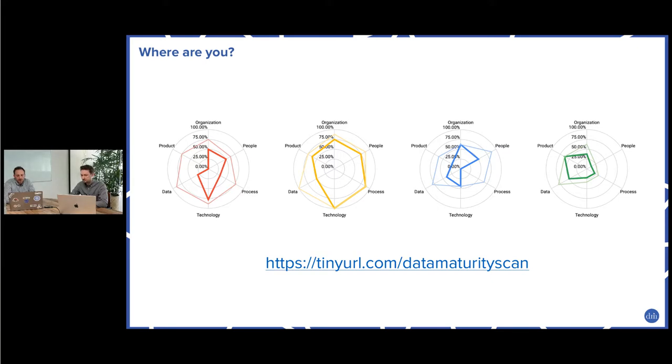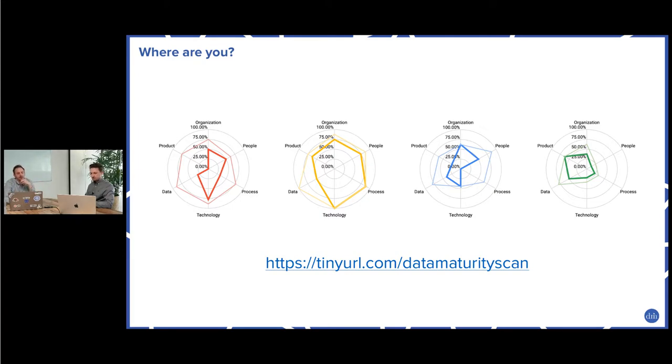So here are 4 examples of companies who completed the survey. You see the thick line is where they are today, and the thinner line is where they hope to be. Not everybody hopes to be at 100% on everything, because it's just not realistic. If you take the first company as an example, that's a company heavily invested in technology. But in terms of the product, they haven't shipped a lot to production yet. They haven't invested a lot in making the data available. The processes are not that good. So this is an example where all the technology is there to make something great, but probably you're not getting the velocity that you want, right?